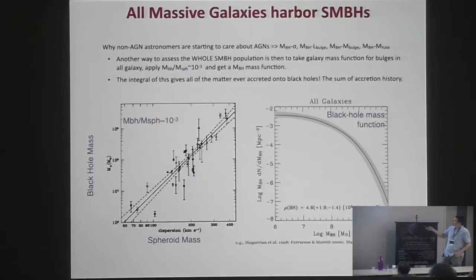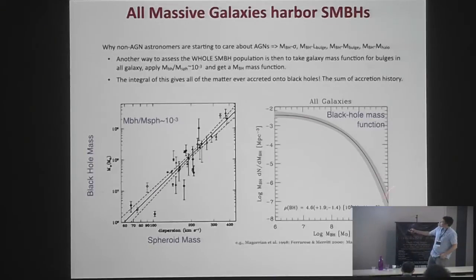The interesting thing, of course, is that with the Magorrian relation of black hole mass to spheroid mass, we can actually probe the black hole masses for all galaxies. We can take the galaxy luminosity function and convert that to a black hole mass function. Or we can take the galaxy mass function, so the masses of all of the local galaxies, and convert that to an AGN mass function. So that's what this is here.